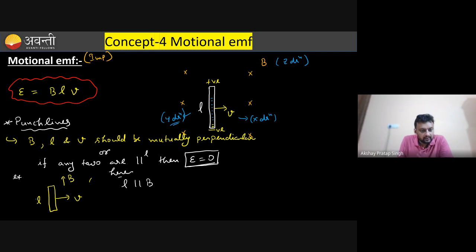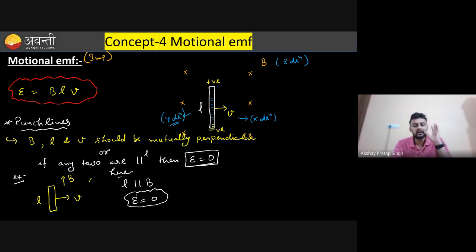Here, length is parallel to the magnetic field. Can you see that? And if any two are parallel, then you can directly say EMF is going to be 0. Just make it in your mind, establish in your mind. I will give you some questions to remember that, so that you can remember the things moving further on the next slide.